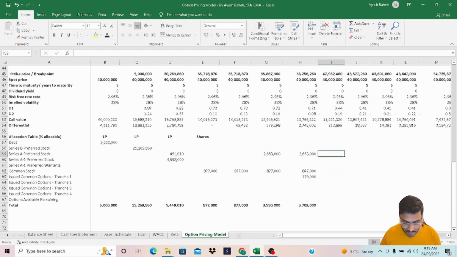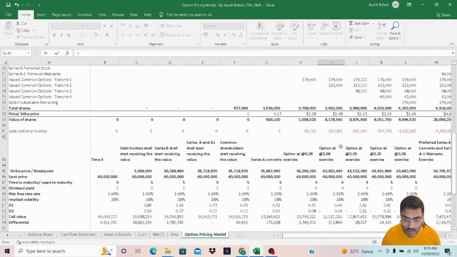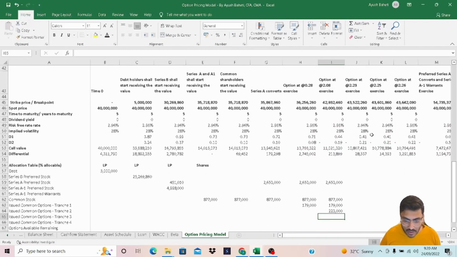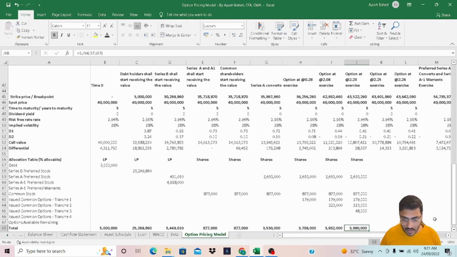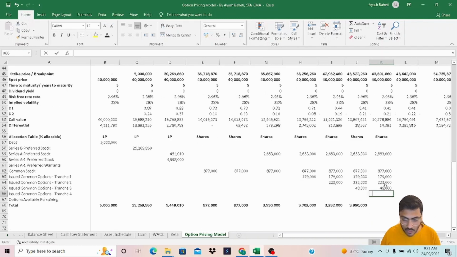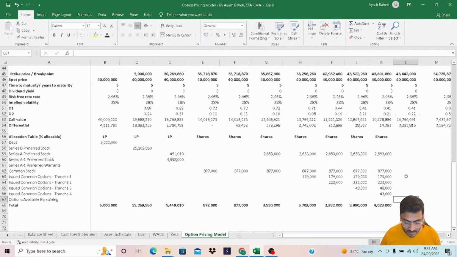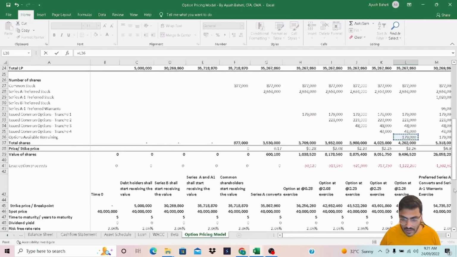So the first we will link this similarly here, and I'll link to this. So series tranche 2, this is the number of shares in tranche 2. I have to keep doing the same thing. Tranche 3 will also start participating, which is this. This is the number of shares. Next is the tranche 4 will start participating. So I'll link the number of shares for tranche 4. And lastly, the option available remaining, which is 179,000.